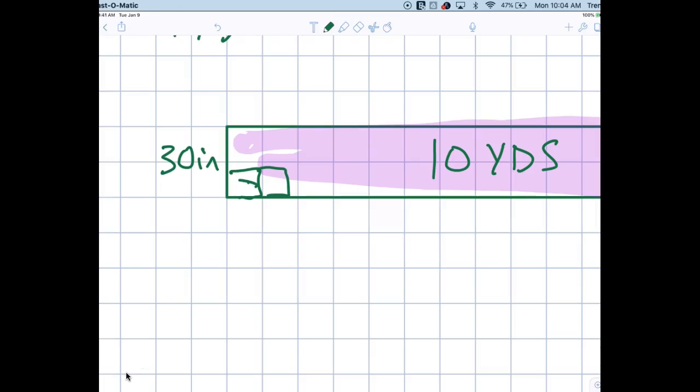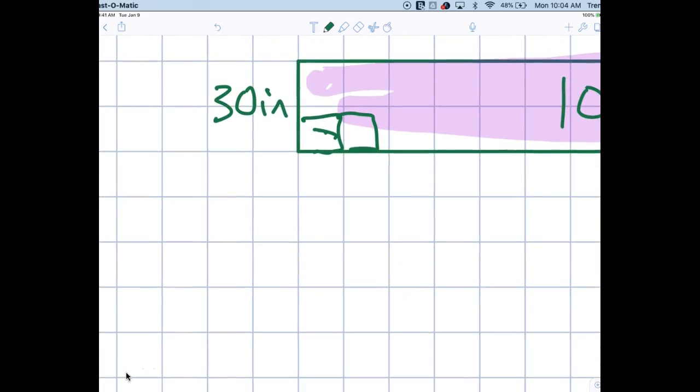Not 1. How many parts of a yard is it? 30 out of how many? 36. This is what I'm trying to teach you. 30 isn't a whole yard, right? It's 30 inches out of 36 inches. Now type that in on your calculator and reduce that fraction for me.